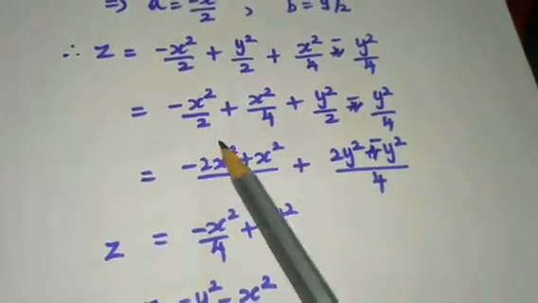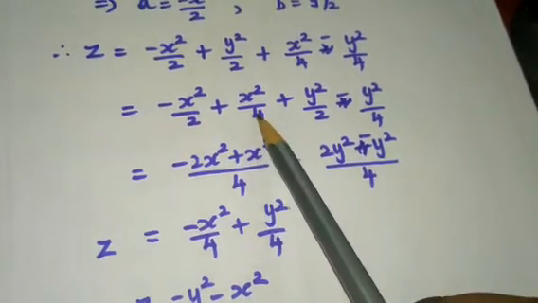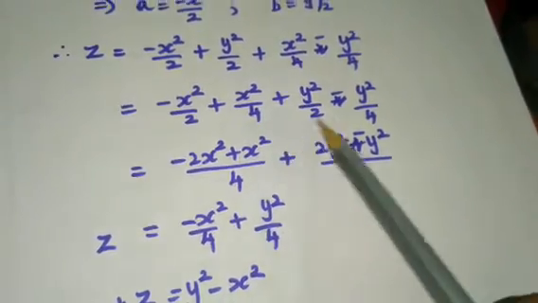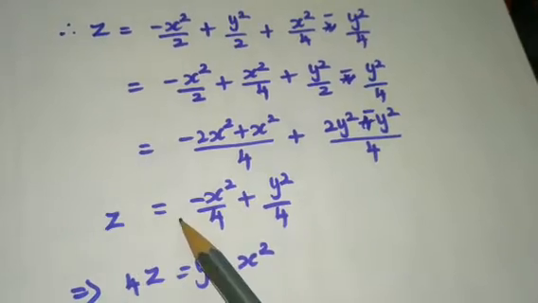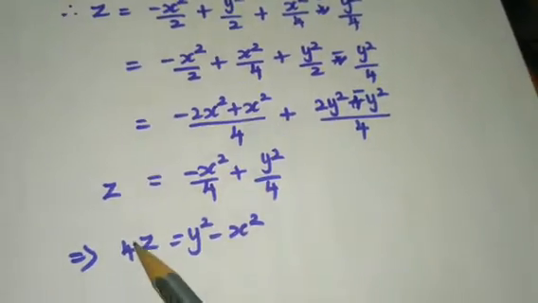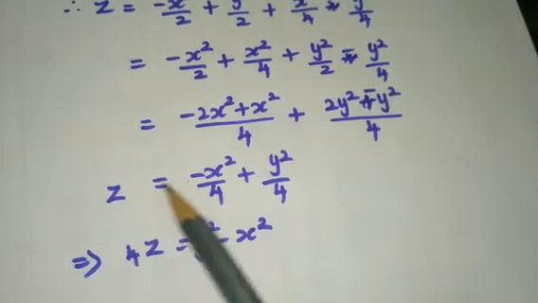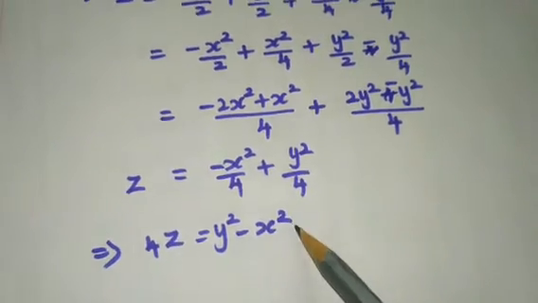When we solve this, we can get, if we take LCM for the first two terms, it becomes minus 2x square plus x square by 4 plus 2y square minus y square by 4. From this, z is equal to minus x square by 4 plus y square by 4. Then when we cross multiply 4 with z, it becomes 4z is equal to y square minus x square. This is the required solution.